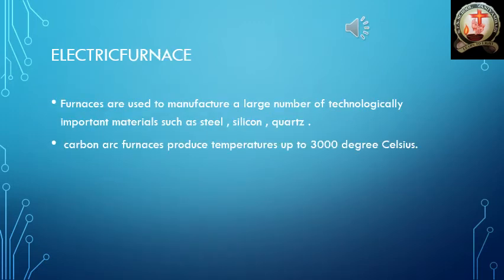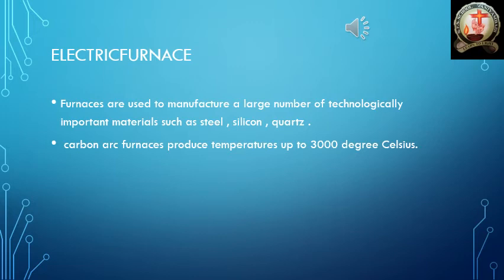Electric furnace. Furnaces are used to manufacture a large number of technologically important materials such as steel, silicon and quartz. Which type of materials? Steel, silicon, and quartz. This type of materials we can manufacture by the use of furnaces.